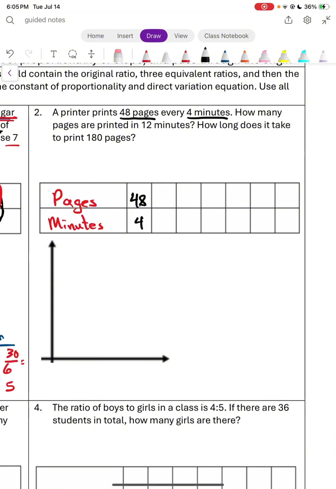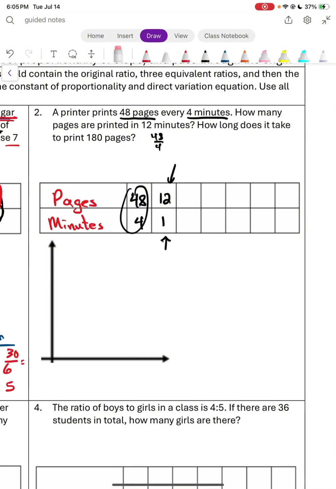And I'm going to look for what we call a unit rate. 48 and 4 are both divisible by 4, so I'm treating this like a fraction. Divide them both by 4, and that gives me a 12 and a 1. That gives me a unit rate. That tells me that I can print 12 pages. If this is true, then I can print 12 pages every minute.